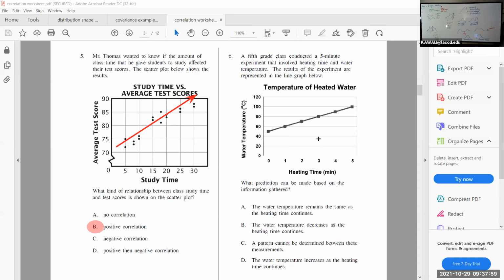The last one: the water temperature increases as the heating time continues. Okay, so let's see. So this is the driving factor. So as heating time... The water temperature remains the same. No, it decreases now. Yeah, you're right. It's D. Okay. So let's take a picture of this.